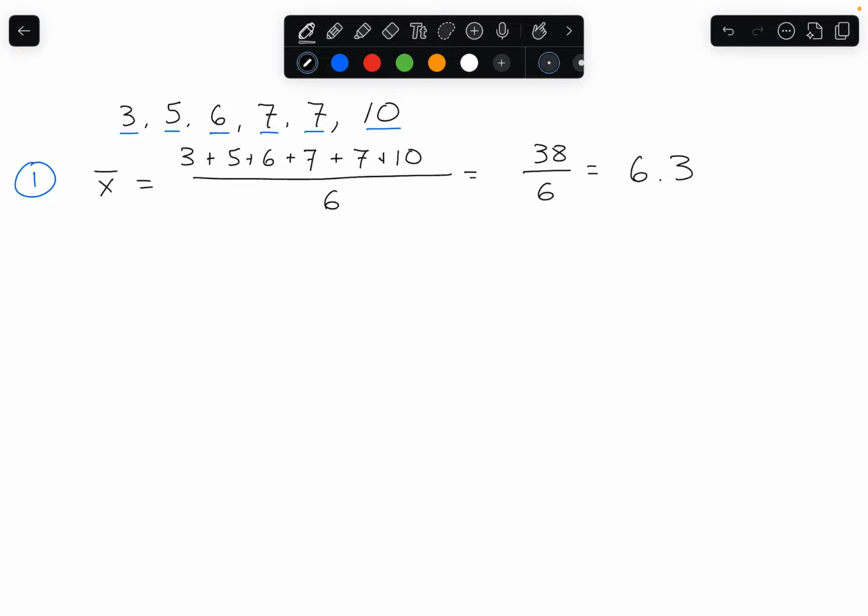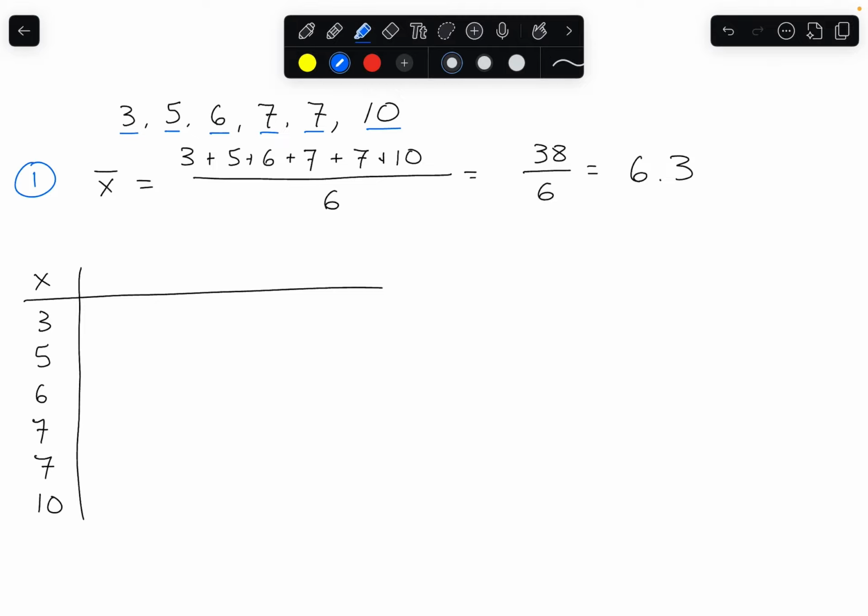For most of the remainder of these steps, I think it's helpful to organize your work, and I'm going to do that using a table. So I'm going to write out my different x values. These are just the different data values that we have: 3, 5, 6, 7, 7, 10. One thing to note is if you do have any repeated data values, we want to make sure that we include both of those in our data set twice. And for each one of these, my second step was to take each data value and subtract the mean. So I'm going to take x minus x bar up here.